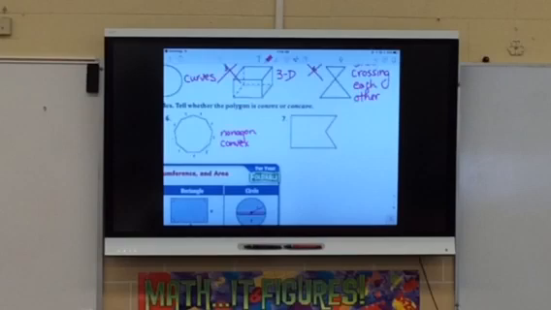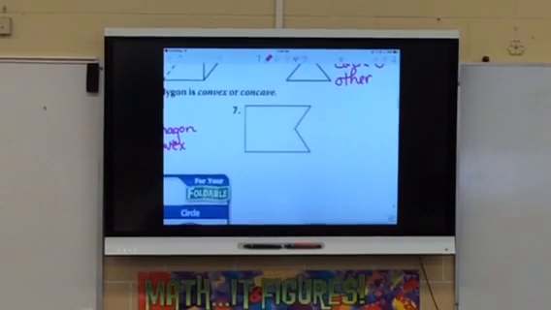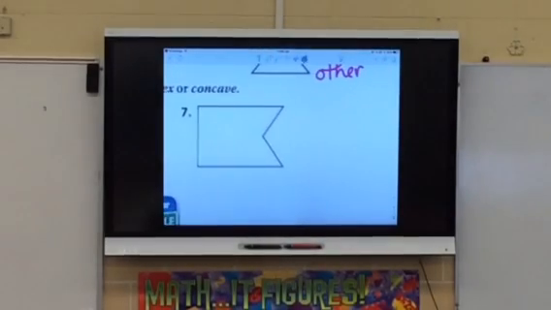Okay, and then Owen, how about number 7? It's concave. And how many sides? 5. So it's a pentagon.